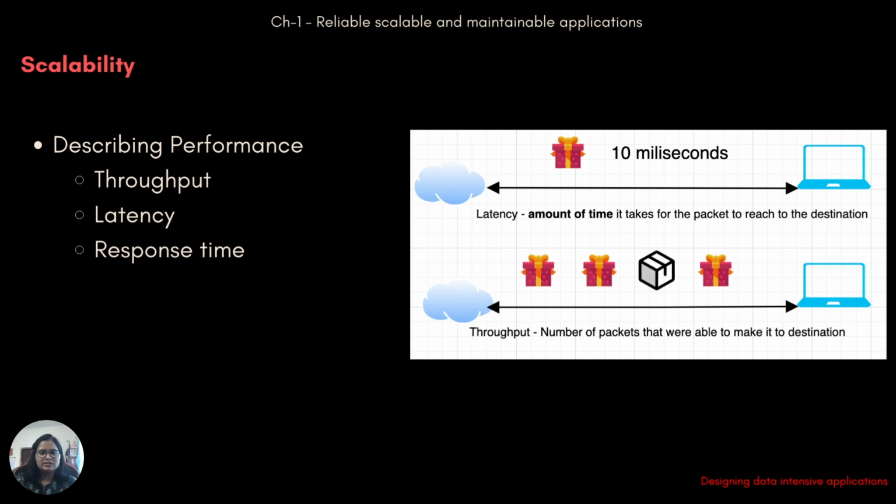Now the next curiosity question that comes to mind is how we can measure performance numbers. Usually, to describe performance, we take the help of throughput, latency, and response time. What is latency? The amount of time it takes for a packet to reach the destination. Whereas throughput is the number of records we can process per second. What is usually more important is service response time. What is service response time? Service response time is the time between the client sending a request and receiving a response.